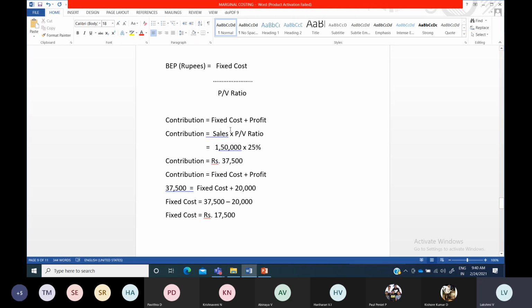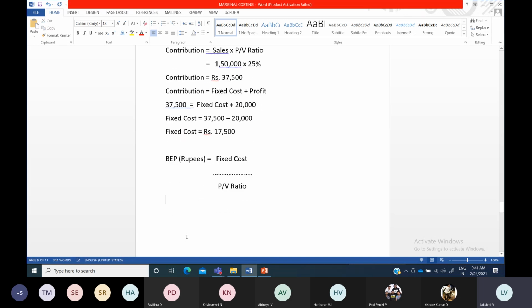Here, this is the formula for contribution: sales into PV ratio. Since sales information and PV ratio information are available, we substituted and found out contribution. Now in the contribution place, that amount you will substitute. Fixed cost we don't know, you have kept it here. And profit we know, that is the first year's profit, you have to take. So fixed cost amount we will calculate, and finally substitute again in order to find out the break even point.